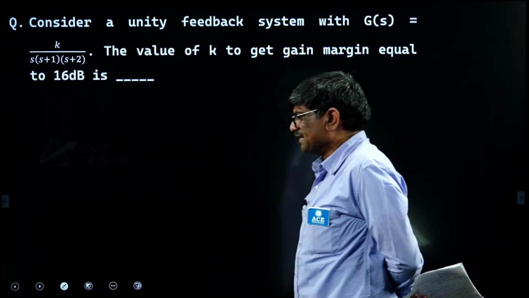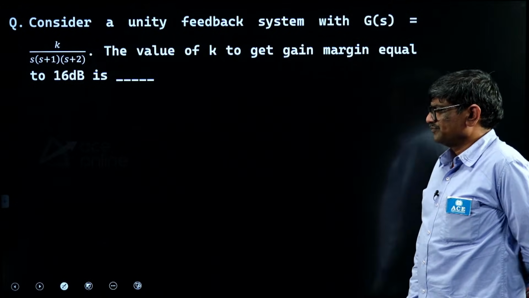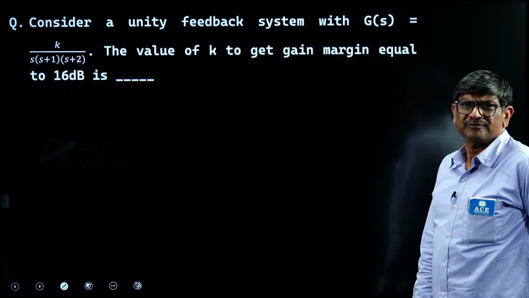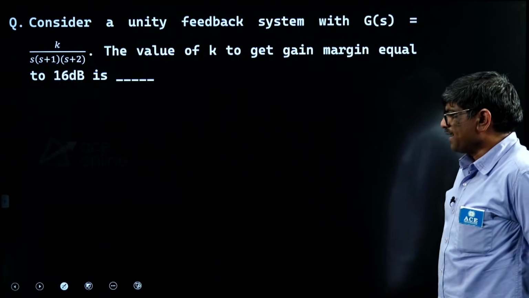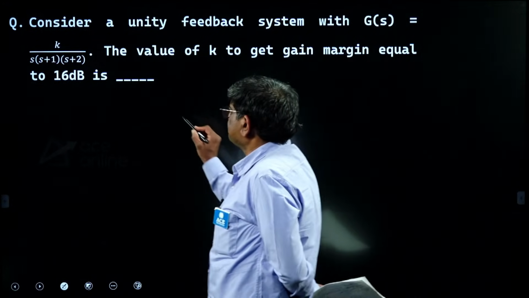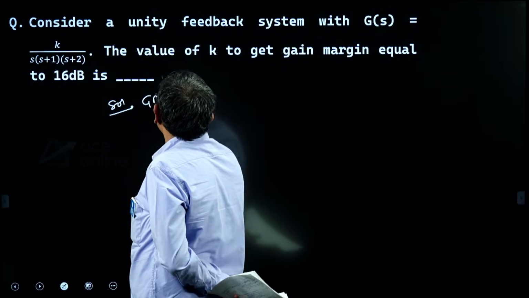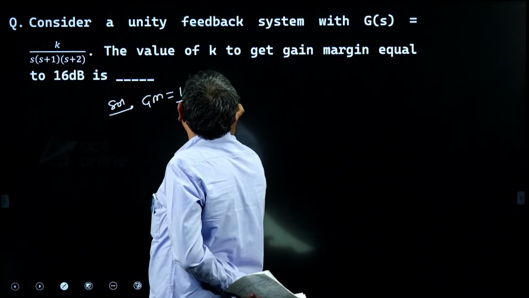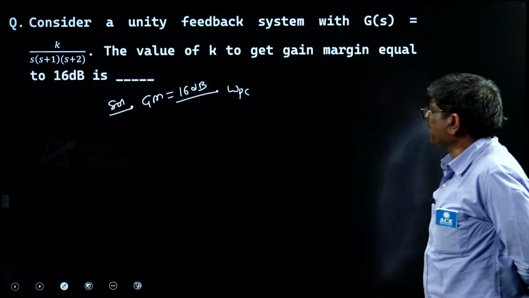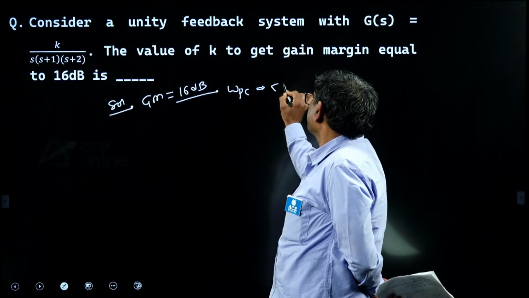K value for 16 dB. Solve it. Anybody answer? So gain margin equal to 16 dB, want K. First find omega PC. Angle GH equal to minus 180.